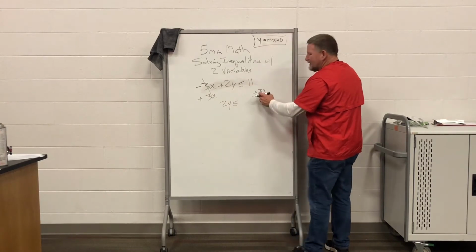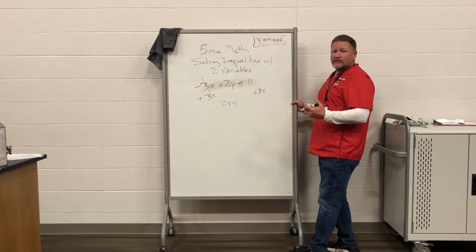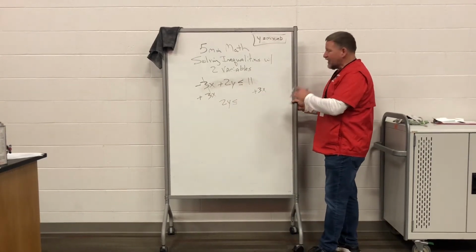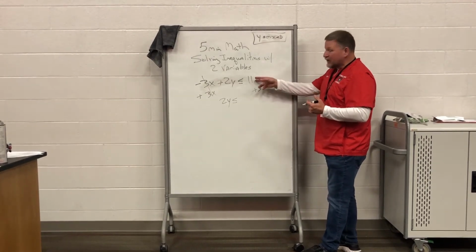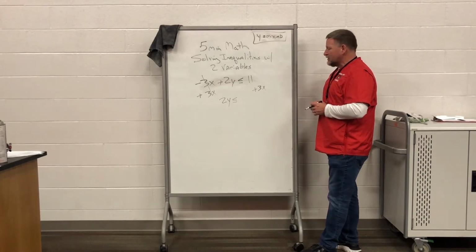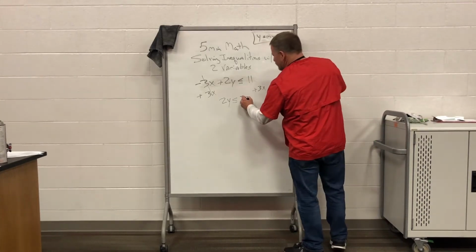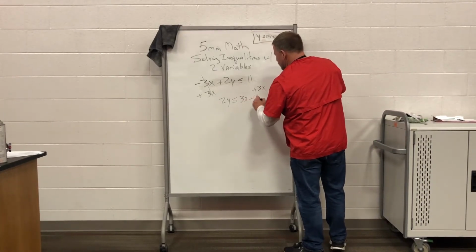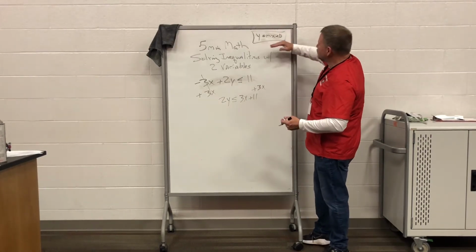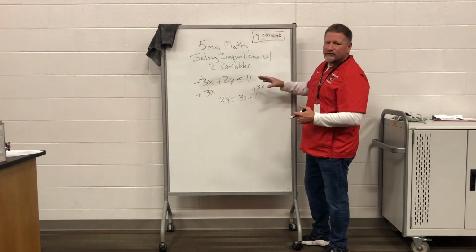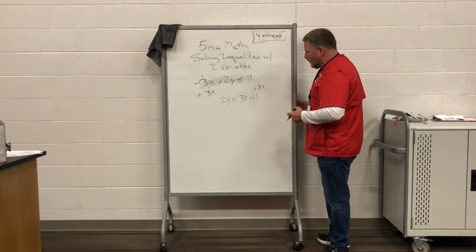Now, I cannot combine 11 and 3x. Now, if 11 had x with it, I could combine those. But since the variable x is not connected to 11, I can't combine them. I'm just going to rewrite them. So I get 3x plus 11. Now, could I have written it as 11 plus 3x? Yes, but it's a little bit easier to remember if you go ahead and put that x in front. It gets me to that slope-intercept form.